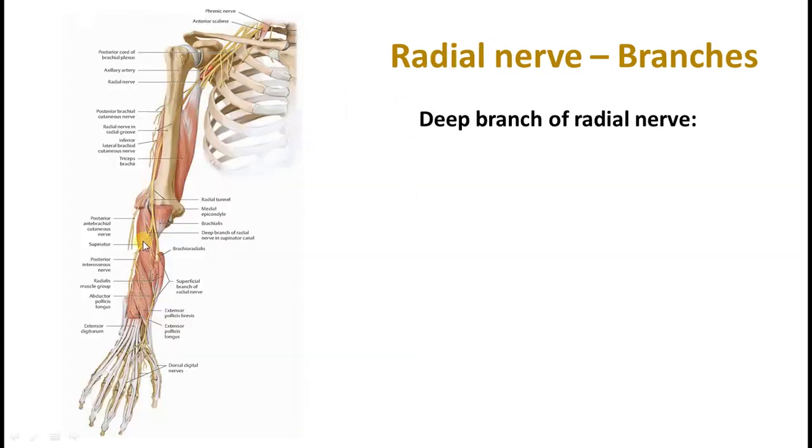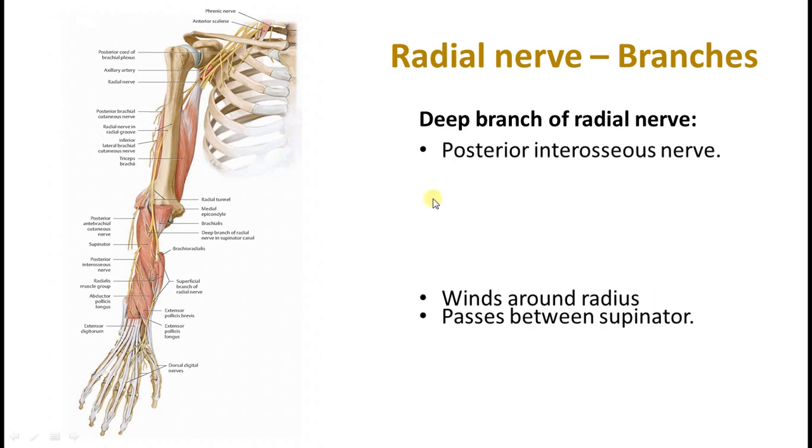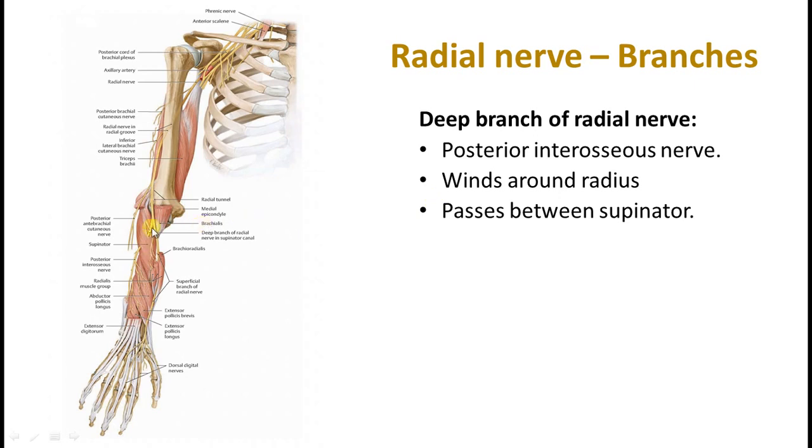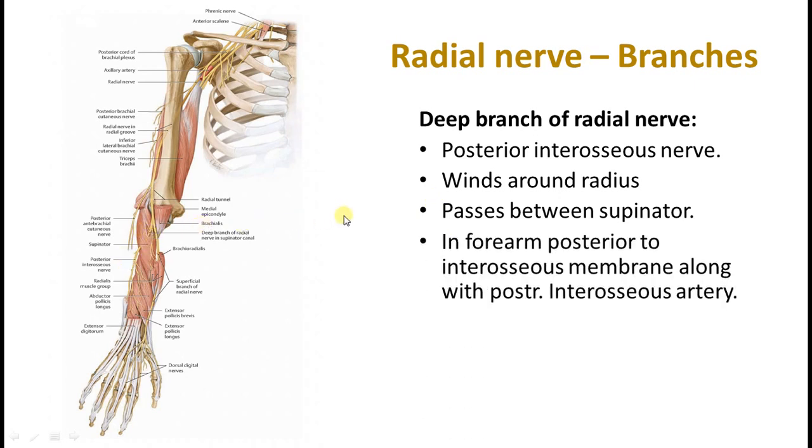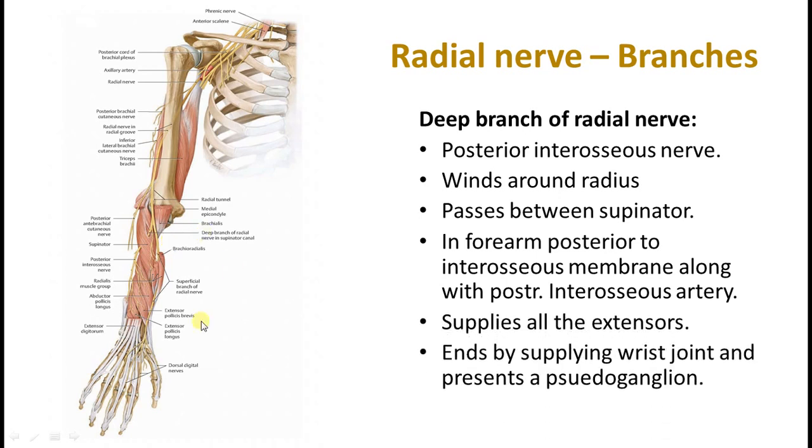The deep branch of radial nerve is actually called the posterior interosseous nerve. It winds around the radius and passes between the two planes of the supinator. It is present posterior to the interosseous membrane along with the posterior interosseous artery, and finally it ends by supplying the wrist joint in the form of a pseudoganglion. It shows a swelling just at its termination. It's a pseudoganglion because it does not have any nerve cell bodies, only the axon gets thickened.